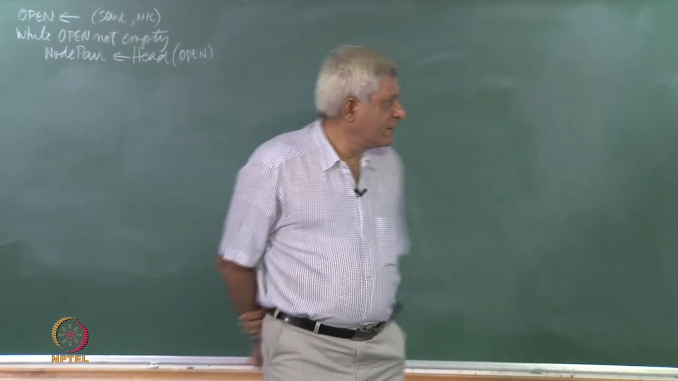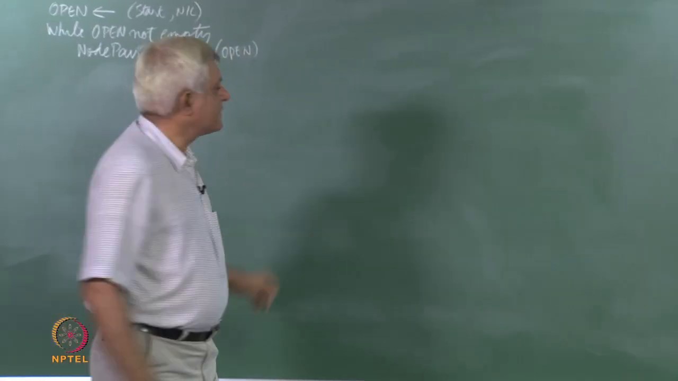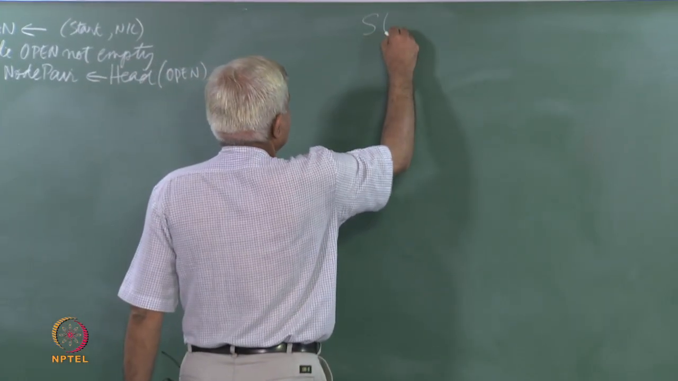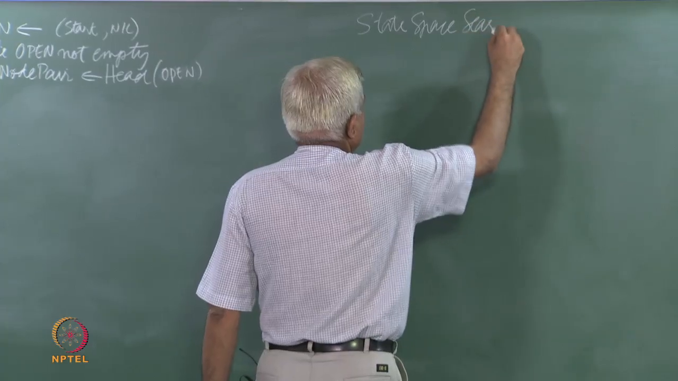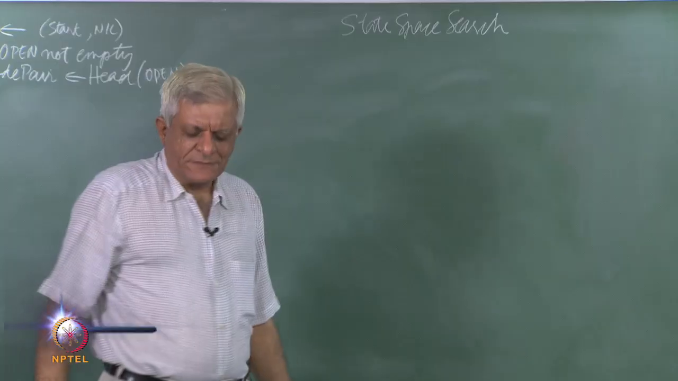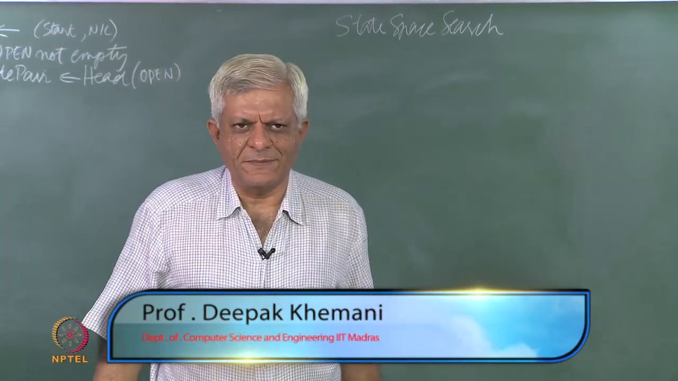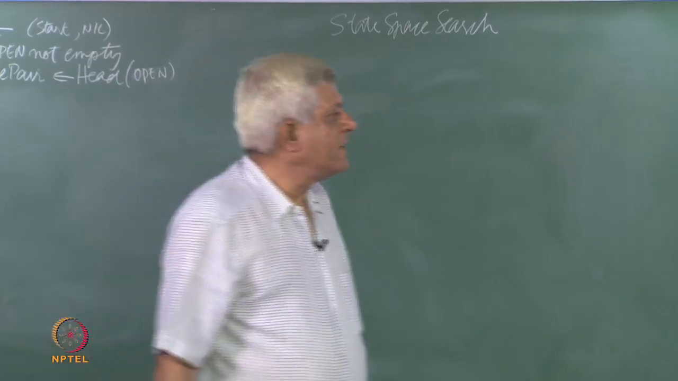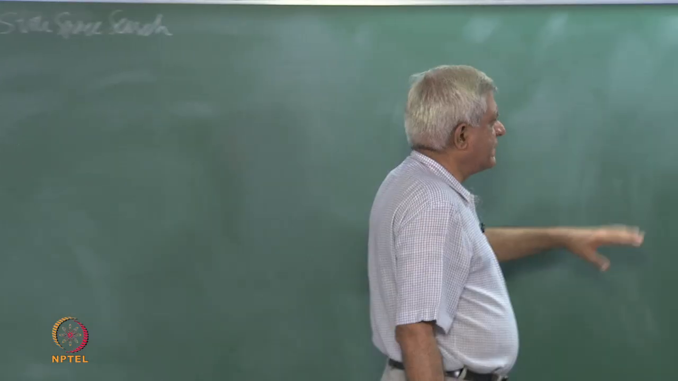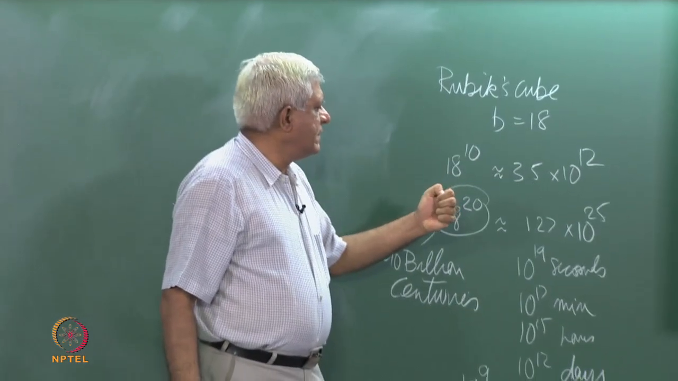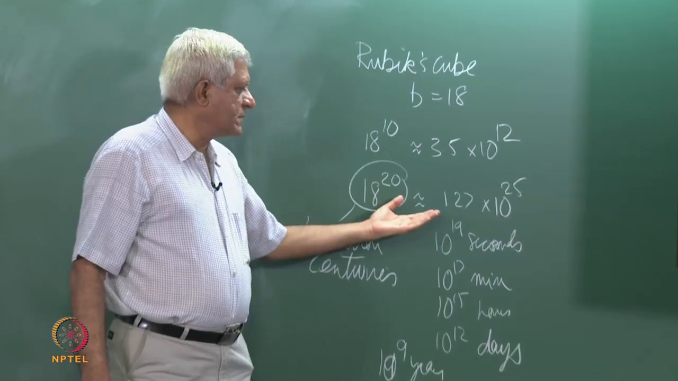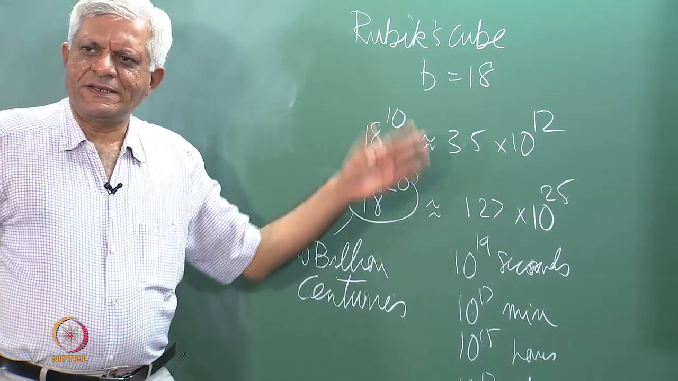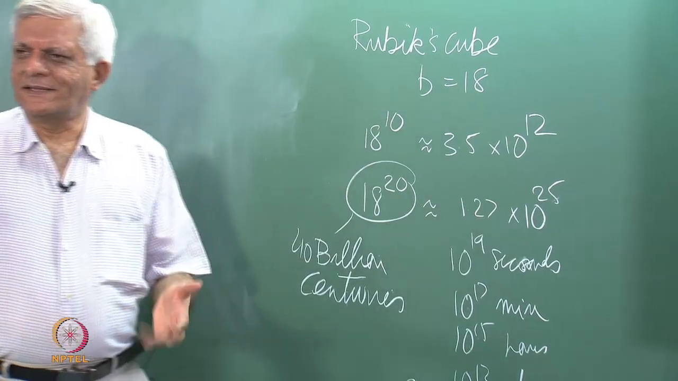Okay, so let us begin. We continue our study of state space search, and what we have just seen is that the size of the state space can be significantly large even for the small toys that we talk about. So, in Rubik's cube we saw that the branching factor is 18. If you want to search up to depth 20, then you have to search about 10 raised to 25 nodes essentially. Even its smaller cousin, the 8 puzzle and the 15 puzzle.